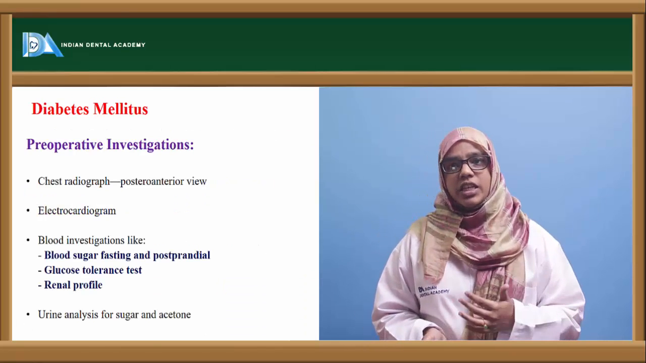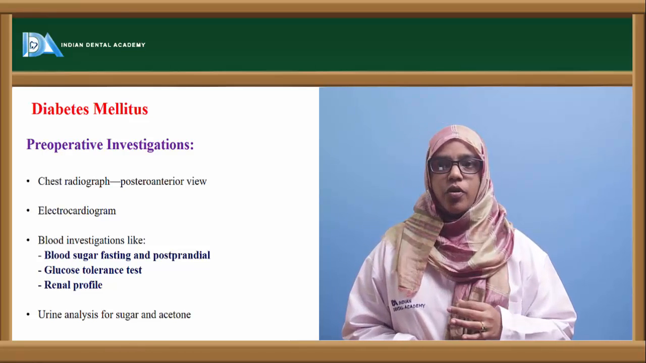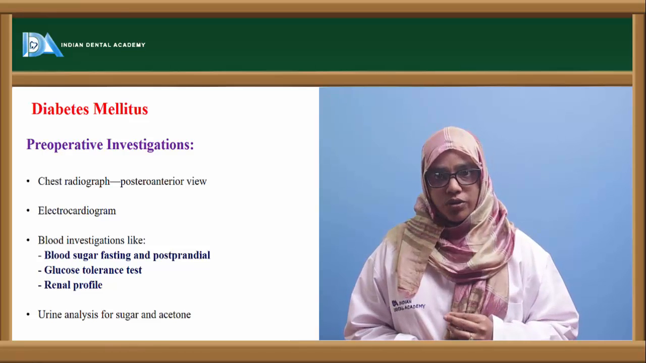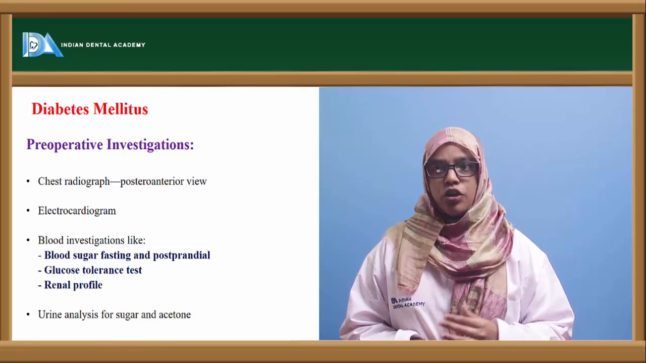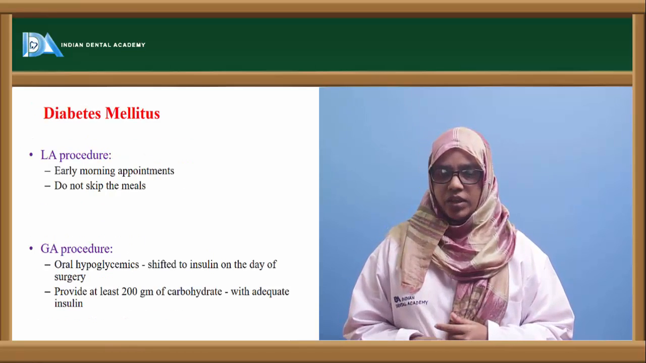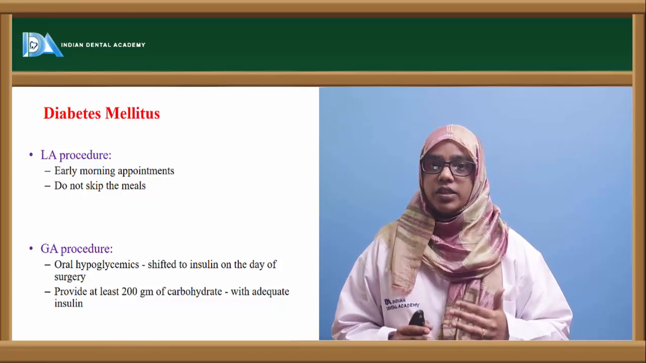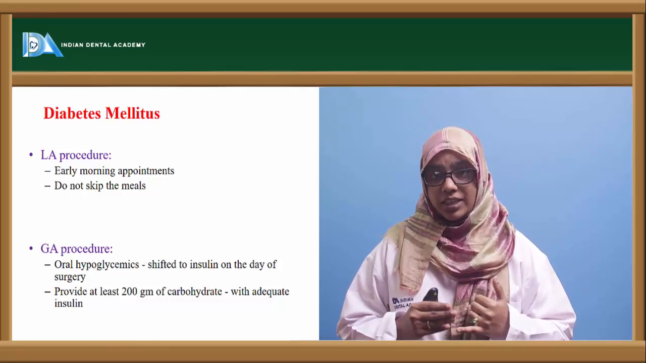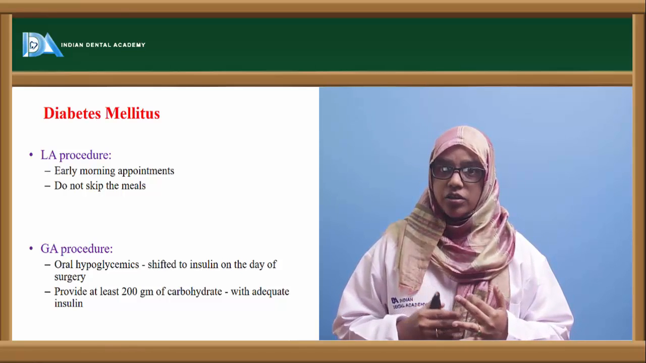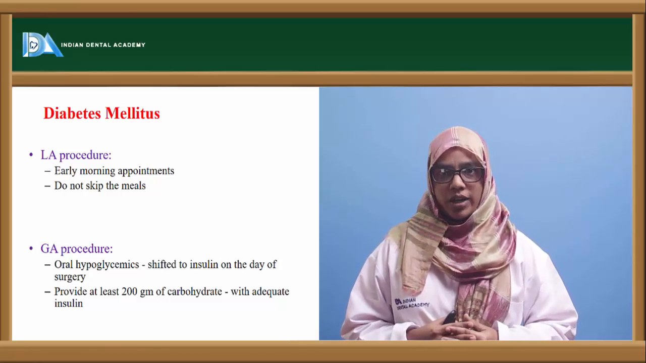The investigations you need to do are chest x-ray, electrocardiogram, and the most important, blood sugar fasting as well as postprandial level, glucose tolerance test and renal function. Do a urine analysis for sugar and ketone acetone bodies. If you are doing a procedure under local anesthesia, always opt for a morning appointment. Tell the patient to take the medicine and come. Do not skip the meal. If the patient is on insulin, take insulin, or if on an oral hypoglycemic, take the oral hypoglycemic.